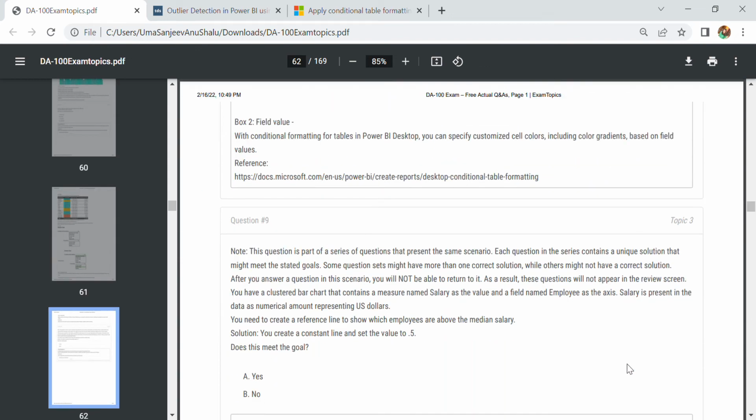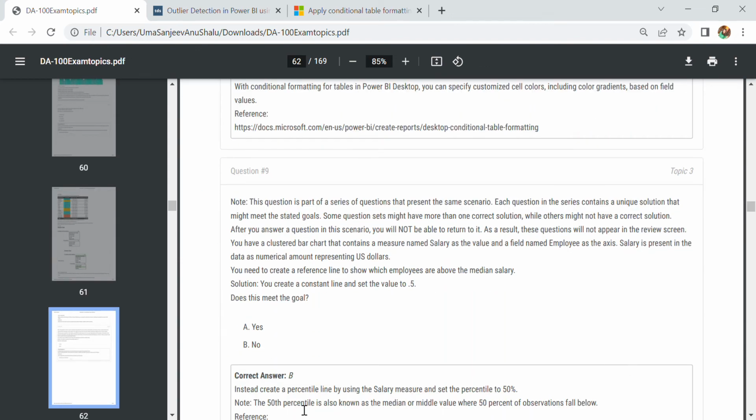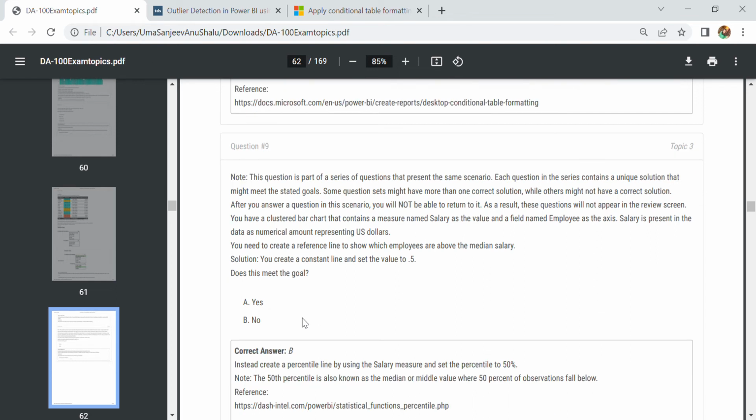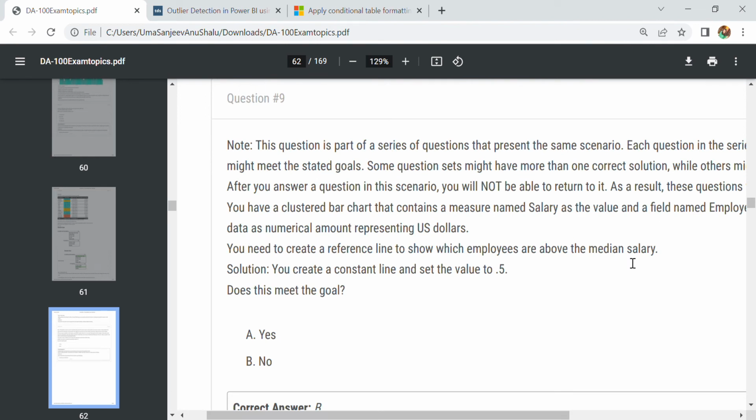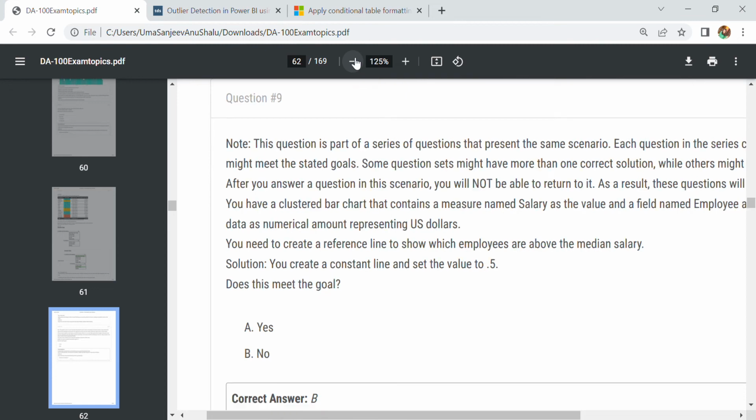My next topic is percentile. If you remember, in my last video I mentioned percentile. This is the same question, but yes, in the Microsoft exam we get most of the questions as yes or no. So here also we get this question. In this question we have the same scenario. The series contains a unique solution that might meet the stated goals. We need a reference line to show which employees are above the median salary, and they are also giving a solution. So we need to decide whether it is the right solution or not.